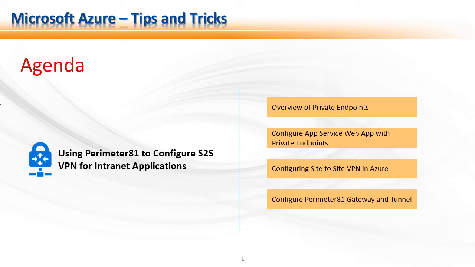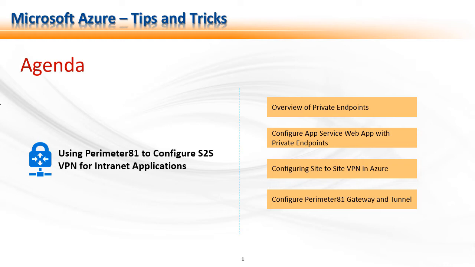First, we will have an overview of private endpoints. We'll try to understand what the private endpoints are, and once we have understood, then we will go ahead and configure the app services web app with the private endpoints. The next step would be to configure the site-to-site VPN in Azure. That is, we are going to create the virtual network gateway in Azure. And on the other side, we are going to configure a gateway and the tunnel on the Perimeter 81 side.